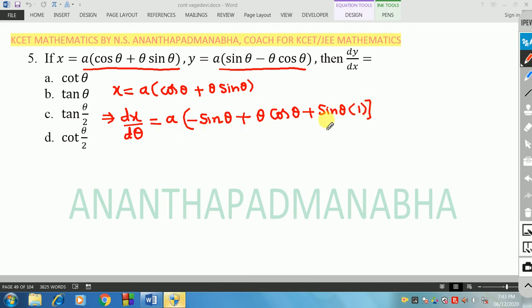Now sin theta is cancelled. So now I have a into theta into cos theta. Let me take this as equation 1.